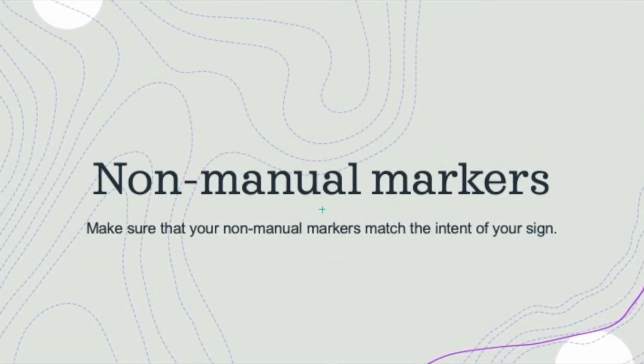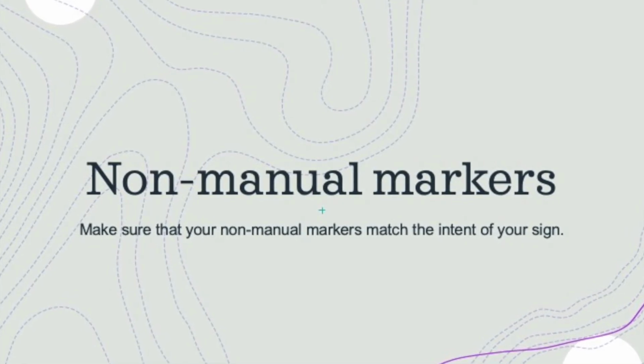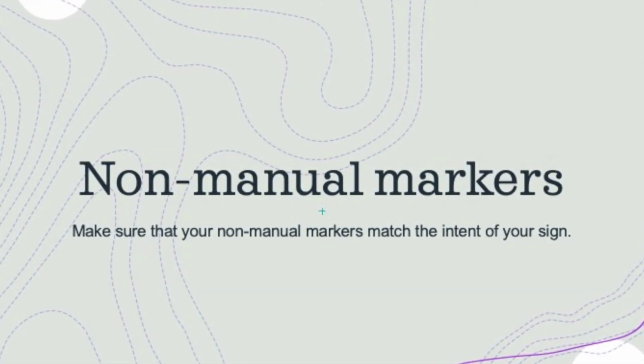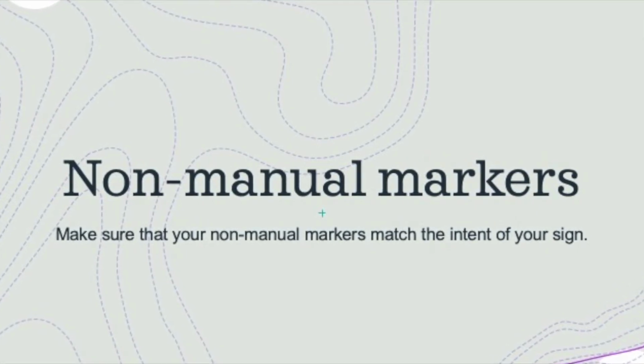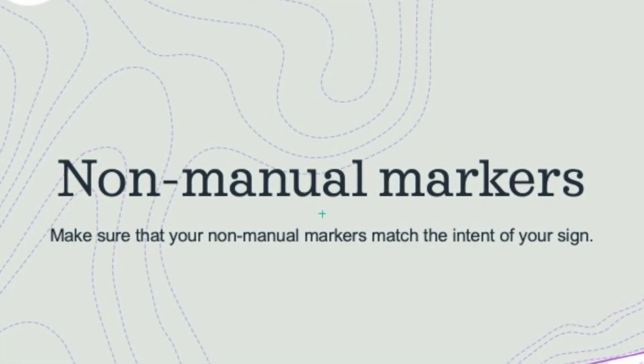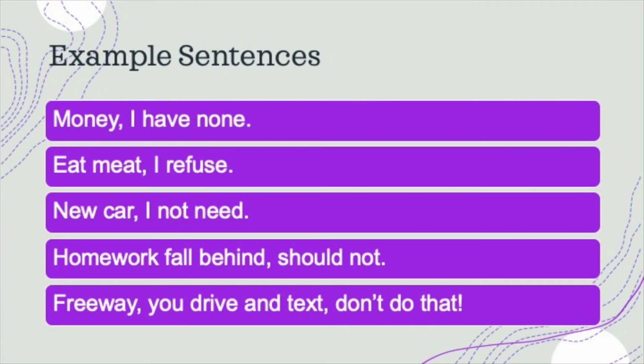Non-manual markers are essential to producing a well-rounded, meaningful negation. Make sure that your non-manual markers match the intent of your sign. I will demonstrate a few sentences using these various negations.